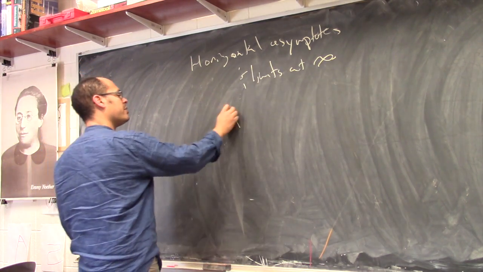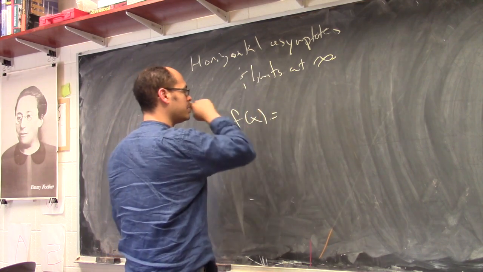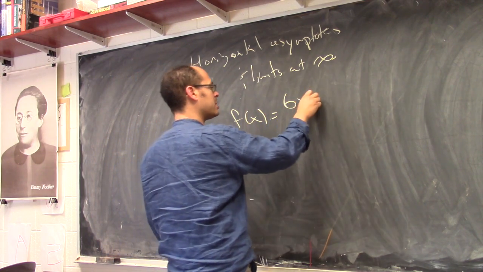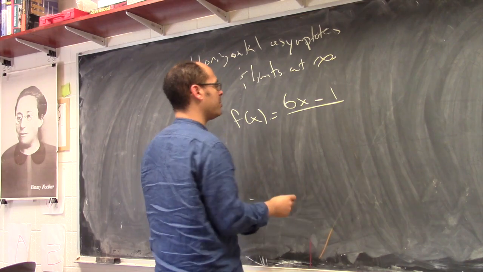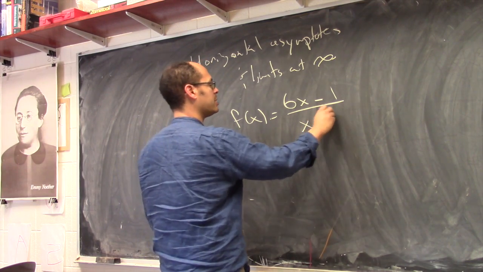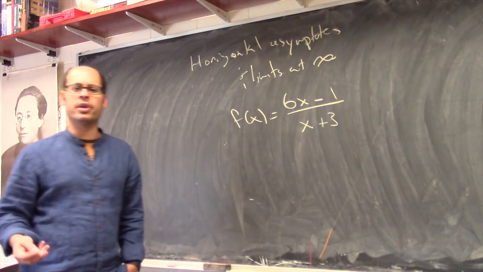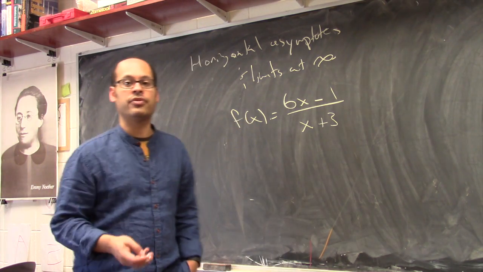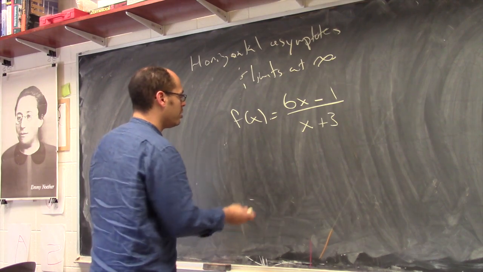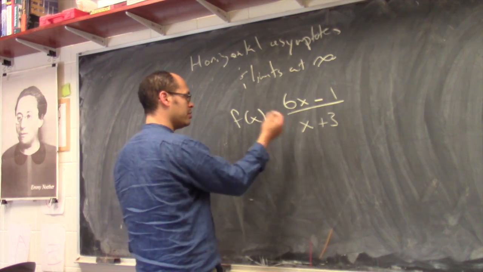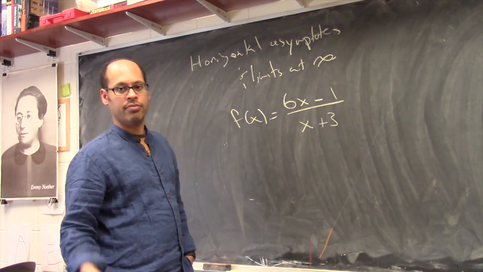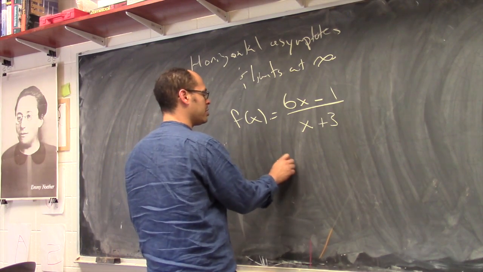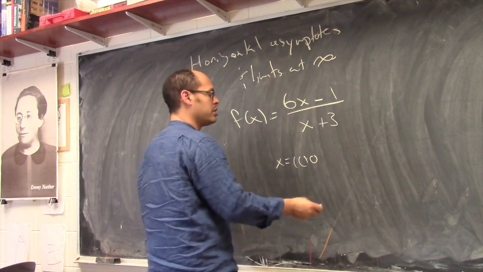So let's start with a basic example. Let's imagine that we have some function, and let's use just some simple example, 6x minus 1 over x plus 3. And let's suppose we want to ask the question, what happens as x gets large? What does this function tend to do? So if we plug in some large value for x, let's take 100, so x equals 100.